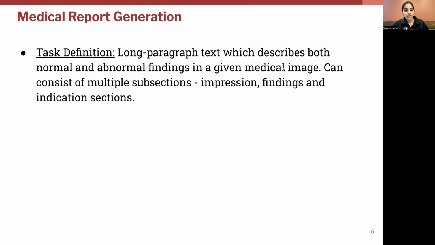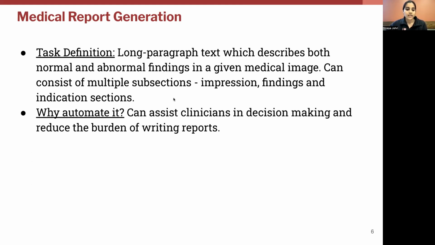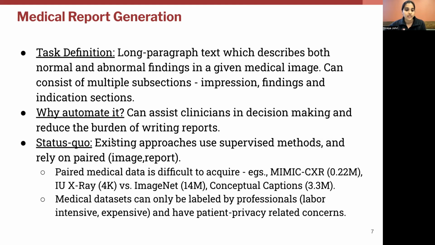And so this paper talks about medical report generation. So I thought it might also be useful to go over this. So a medical report is basically a long paragraph of text, which describes both normal and abnormal findings in a given medical image. And one of the reasons why there is interest in trying to automate this process is because writing medical reports is very time consuming and tedious. And if we are able to automate this process, we can reduce the burden on clinicians as well as help in clinical decision making.